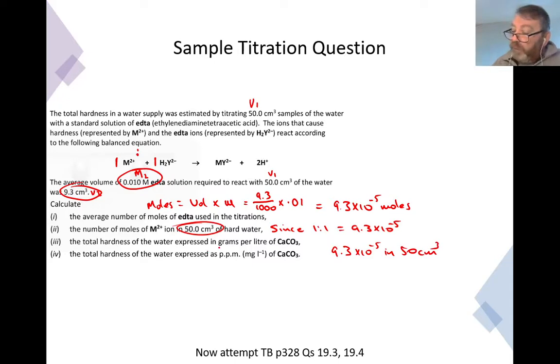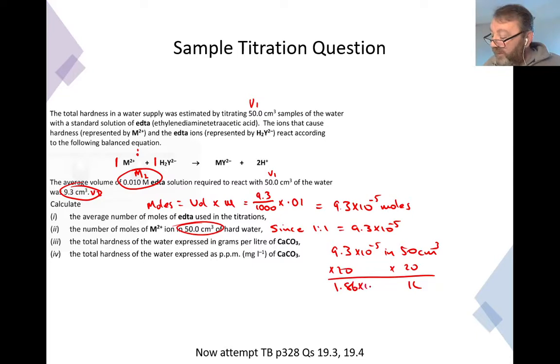So what do we want to do? I want to go to grams per litre. So first of all, I'm going to multiply by 20 to get it up to a litre. So I'm going to multiply that by 20 as well. So 9.3 by 10 to the minus 5 by 20 comes out as 1.86 by 10 to the power of minus 3 in 1 litre.